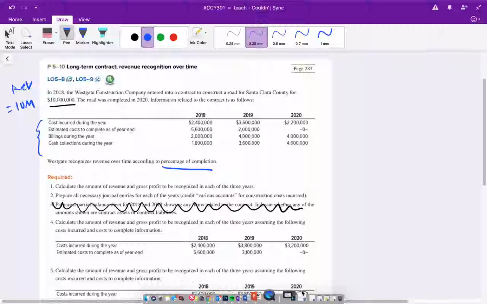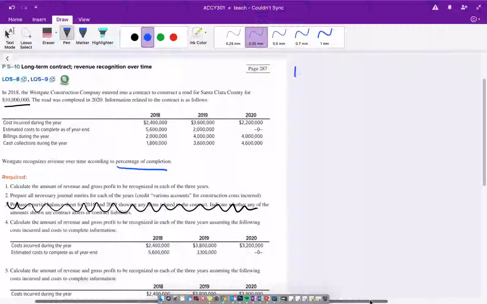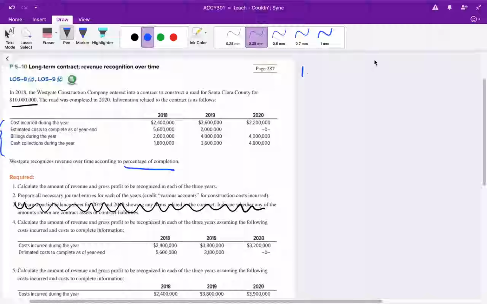So to start off, we're going to focus on number one, and we're going to start off with calculating the revenues per year. We're going to start off with 2018 as our main guide. First off, we take the cost incurred during the year, which is $2.4 million, and you divide it by cost incurred total and estimated cost to complete. So 2.4 million plus 5.6 million.